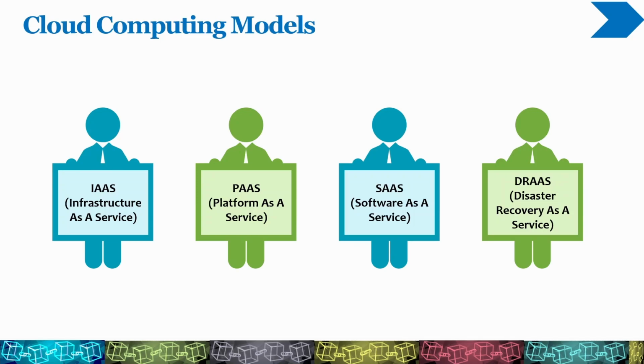As for cloud computing types, cloud is further divided into four major models based on how it is offered to the customers. They are infrastructure as a service, platform as a service, software as a service, and disaster recovery as a service, to name a few. We will try to understand a little more detail on all these cloud models in this section.